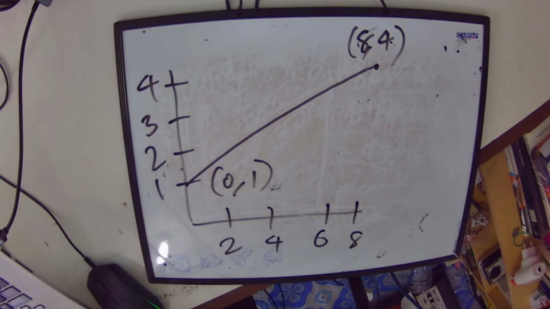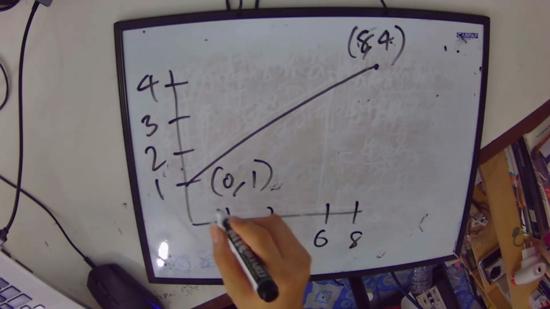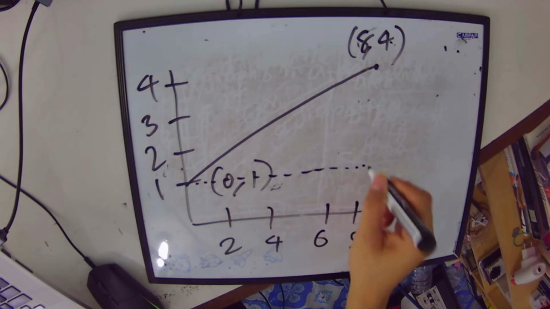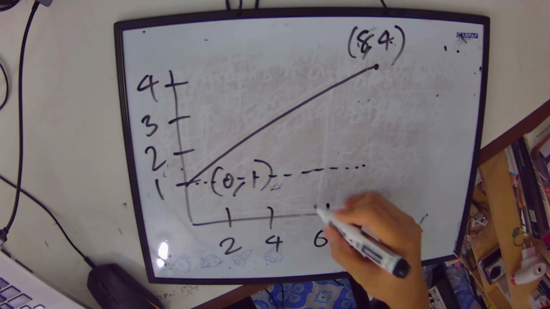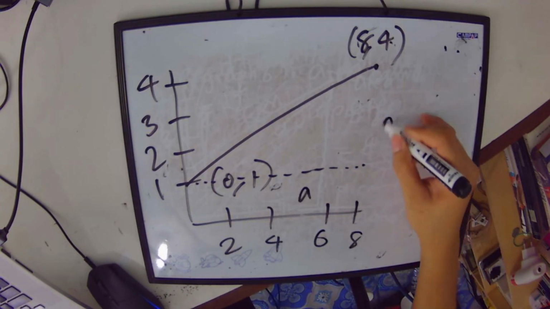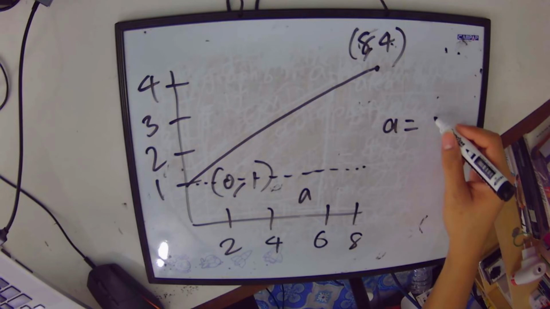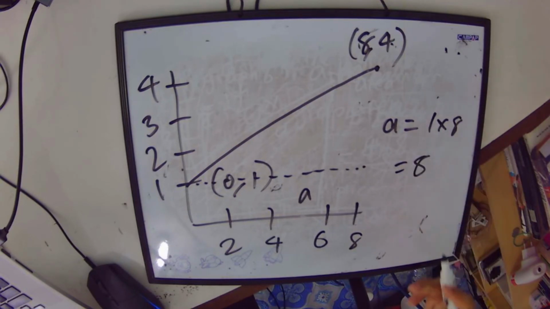Alright, let's try and check the answers. So let's first use the triangle and rectangle method because that's the easy one. So we divide it into two shapes. So we have the triangle and we have the rectangle. So rectangle is from here to here is 1. Height of 1, length is 8. So let's call this area A. So area of A equals 1 times 8, so equals 8. Then we use the second one.